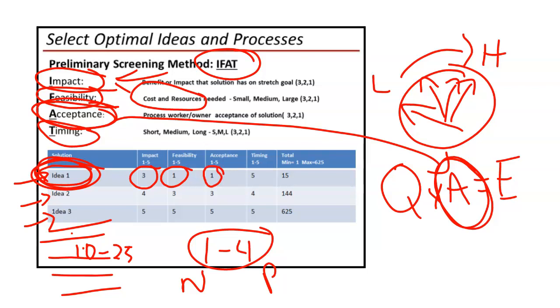Timing is about how long we think it will take to harvest the benefits from this solution. It will create a positive impact on our customers or on the organization. Is this something that after it's implemented, we'll start to see benefits the very next day?